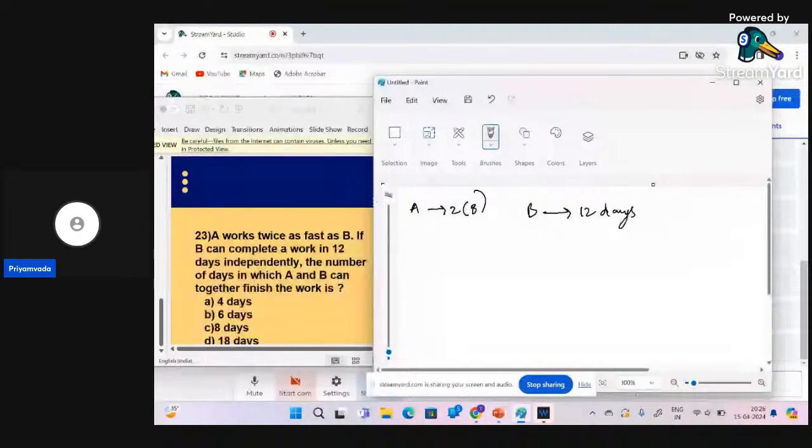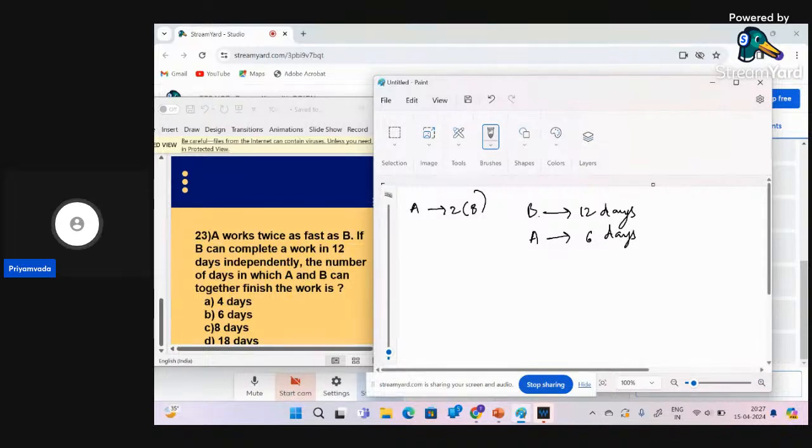Then the number of days in which A can work, see, for example, I am working for 1 day and you can work twice as fast as me, means you can finish that same work in half a day, right? So if I'm working for 2 days and you work twice as fast as me, then you'll be finishing that same work in how many days? 1 day, because you are twice as fast. That means you'll be taking less time. The more you work, the less time you take, right? So here it is given that A works twice as fast as B, then the number of days that A takes will be 6 days, because half of it, right? I hope this is clear for everyone.